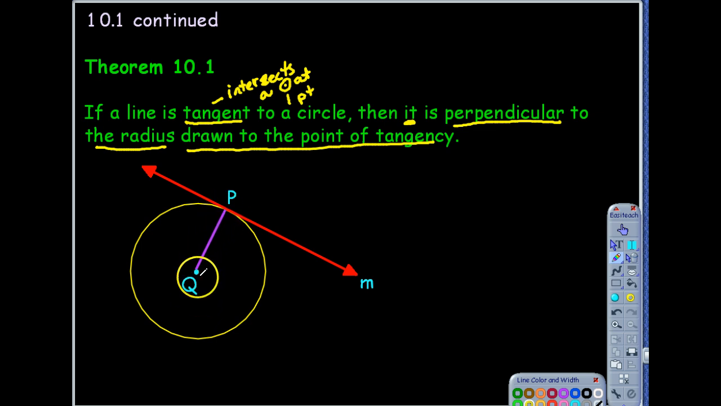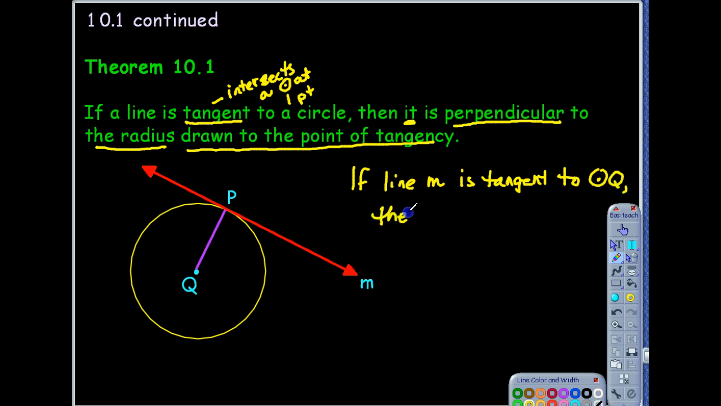Because here's the deal. A circle has lots of radii, right? So I could draw in a radius here, but that wouldn't necessarily be perpendicular to that because it's not even intersecting it. Right. So keep that logic in mind. So in this picture, essentially what you're given, and I always like to write this off to the side, is line M is tangent to circle Q.